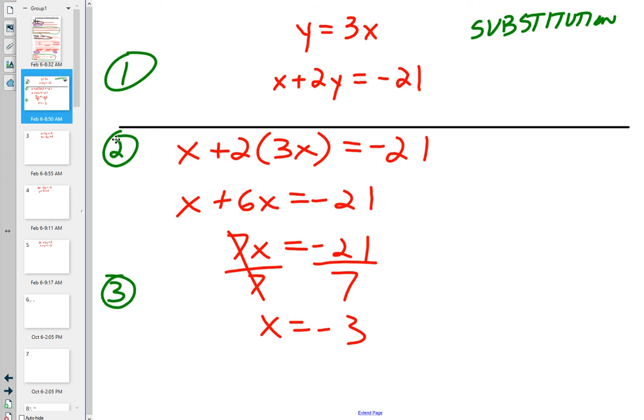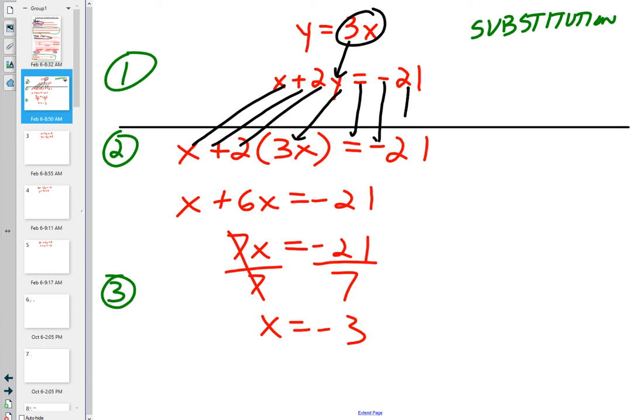Yeah, that's what I did. What I did is I got this 3x and I put it in for y. X plus 2. Instead of y, what did I put instead? 3x equals minus 21. Everything is exactly the same except for instead of a y, I took it out and put a 3x.